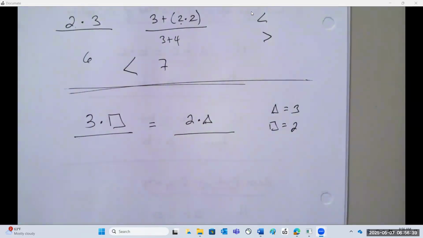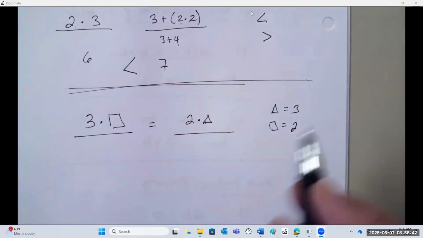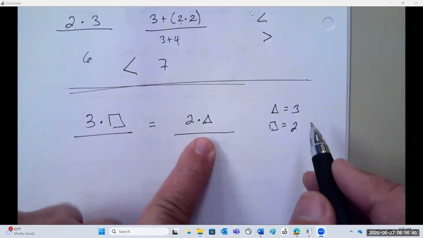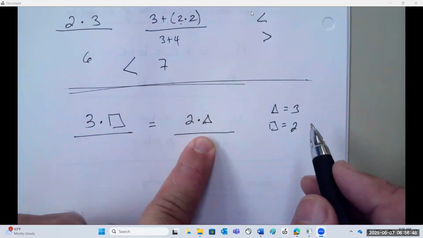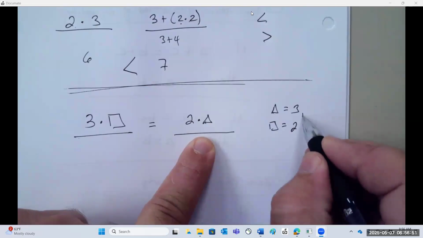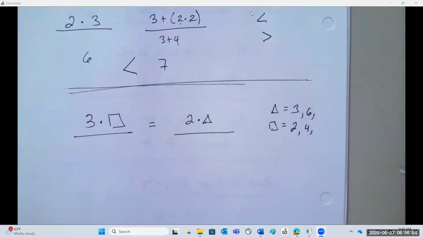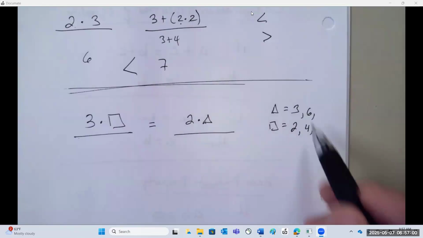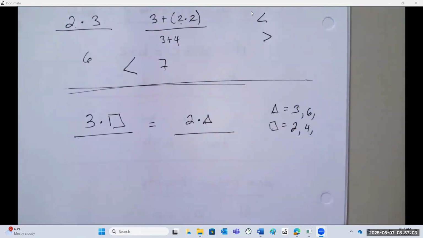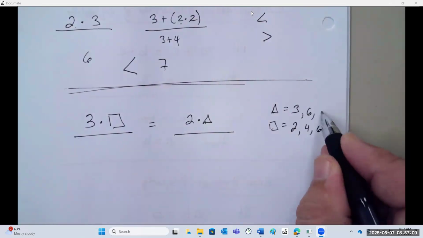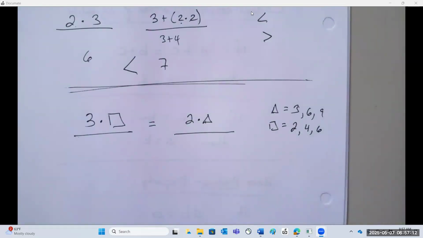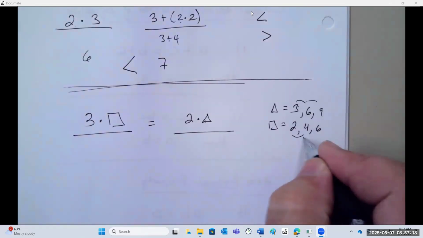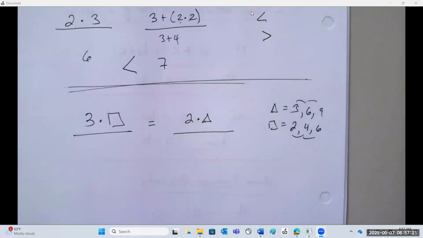Are there any other answers? How about if this one was 4 and this one was 6? So there's an infinite number of answers here, as long as they have this ratio, this connection. So I could put 6 here. I could put 9 there. So notice I'm adding 3 here. I'm adding 2 here. So there's an infinite number of answers.